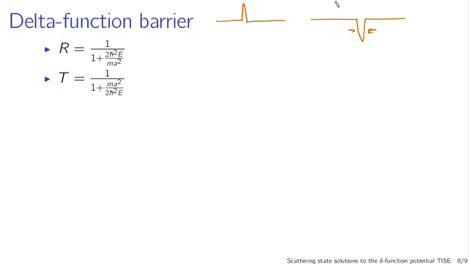How I defined things originally here was that V of x was equal to minus a times delta of x. So essentially, my barrier now is just a negative value of a. A is less than 0. And if I swap the sign, a squared doesn't change. So my reflection and transmission coefficients remain unchanged.